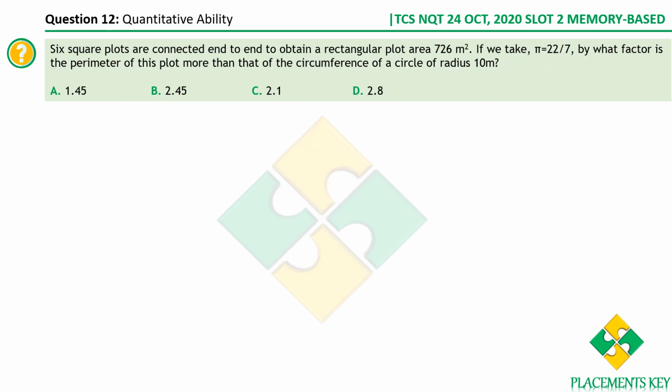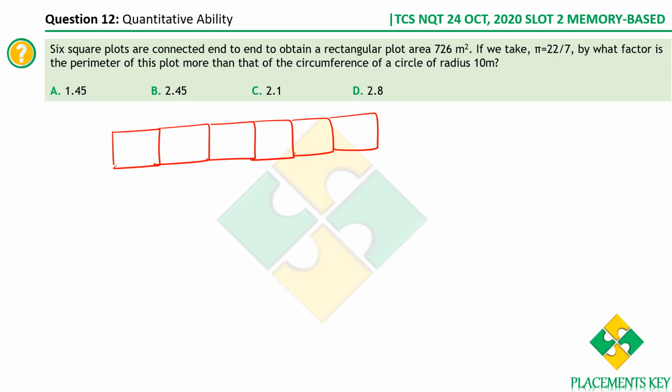6 square plots are connected end to end to obtain a rectangular plot. There are 6 square plots: 1, 2, 3, 4, 5 and 6. Now we know that it's a rectangle, right? Let me take s as the side of a square. So you get s everywhere. What are the dimensions? The length is s plus s plus s, there are 6s, so 6s, whereas we get the breadth as s. So these are the dimensions of the rectangle.